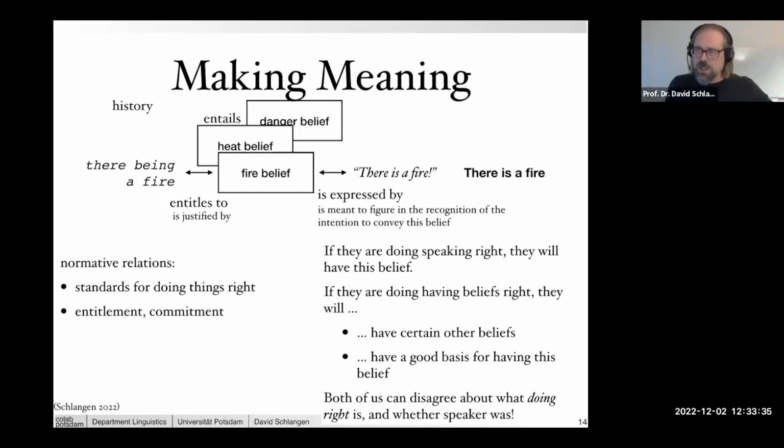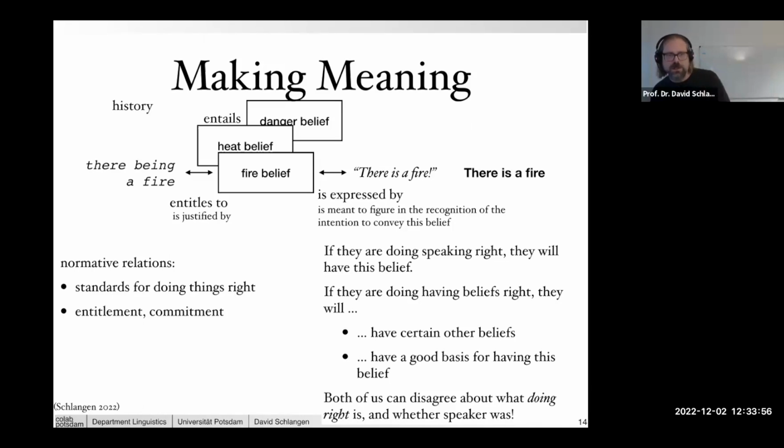All things being equal, right? In different contexts, you can say there's a fire without needing to have this belief, but in a null context, if you're speaking right, then you should have this belief. And if you are having beliefs right, then you should have other beliefs as well. You ought to have other beliefs as well, and you ought to have a good basis for having this belief.